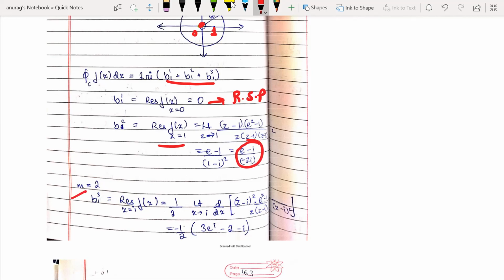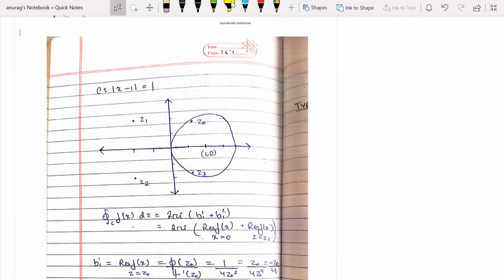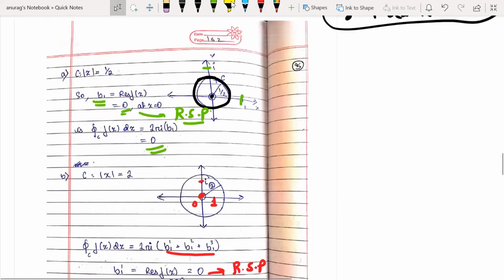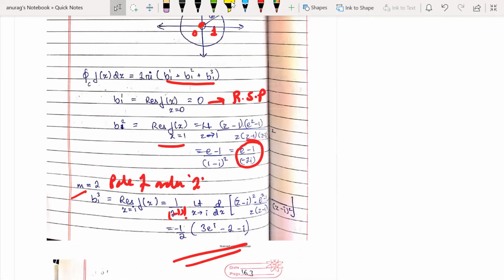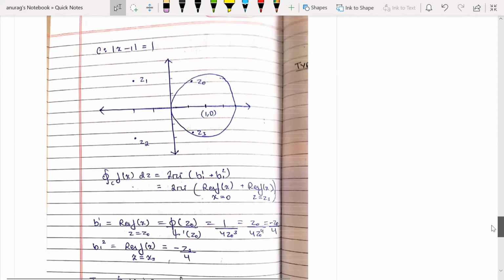Then b13, pole of order 2. So you have to apply the formula for a pole of mth order, 1 upon factorial of m minus 1. Actually, I said it wrong, it is m minus 1, and m is 2 here. Limit z tending to z naught, that is i, d by dz of (z minus z naught) whole square times f(z). And if you calculate, you will get this value. The integration is 2 pi i times the sum of all residues. So you can multiply 2 pi i and then add all the residues. Okay.